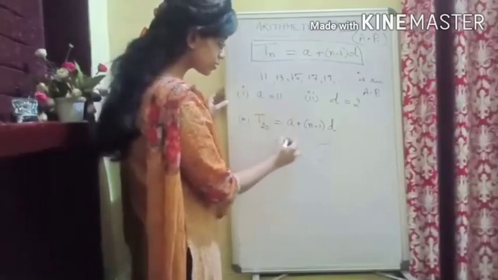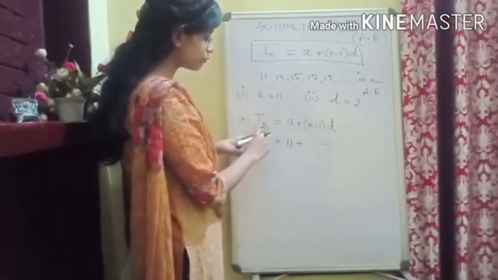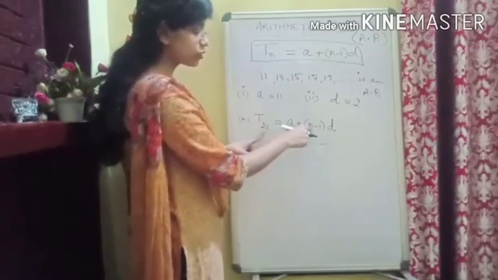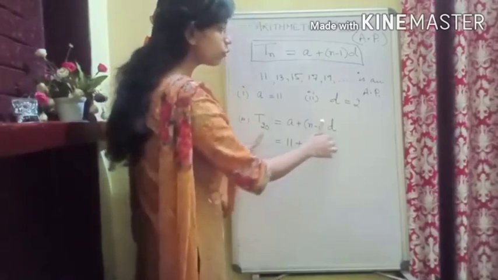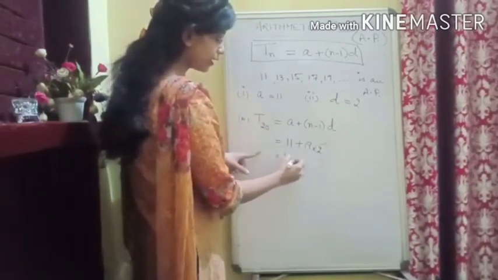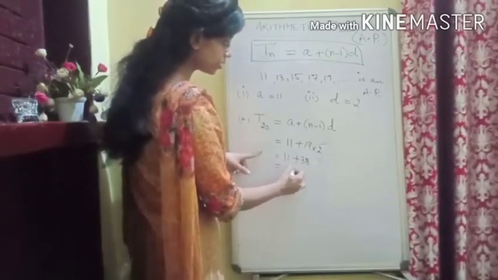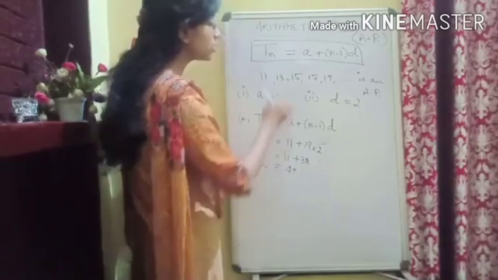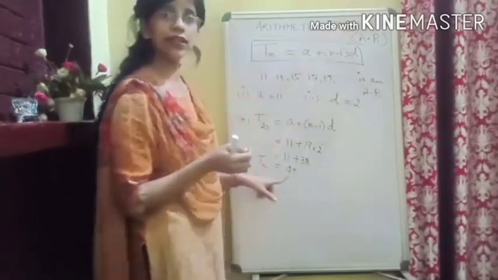What is our a? That is 11 plus n minus 1. Which term are we going to calculate? 20. So 20 minus 1, that is 19 into d. What is the value of d? That is 2. Is it clear? So 11 plus 38, and simply it is 49. So the 20th term of this series or sequence will be 49.